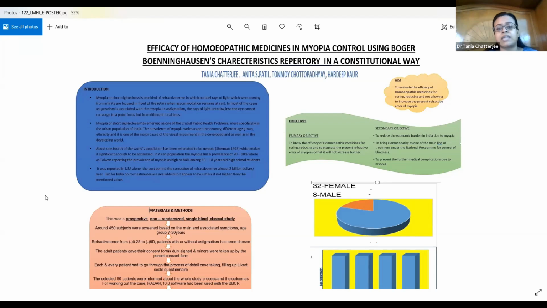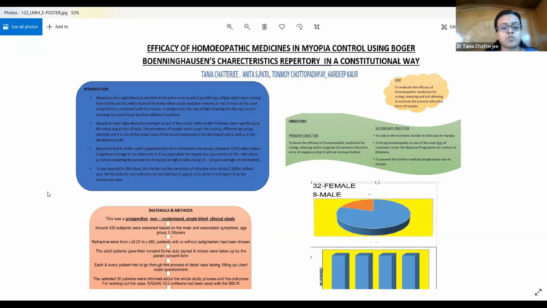The secondary objective was to reduce the economic burden in India due to myopia, as I just mentioned about the USA picture, and to bring homeopathy in as one of the main lines of treatment under the National Program for Control of Blindness, to prevent further medical complications due to myopia.